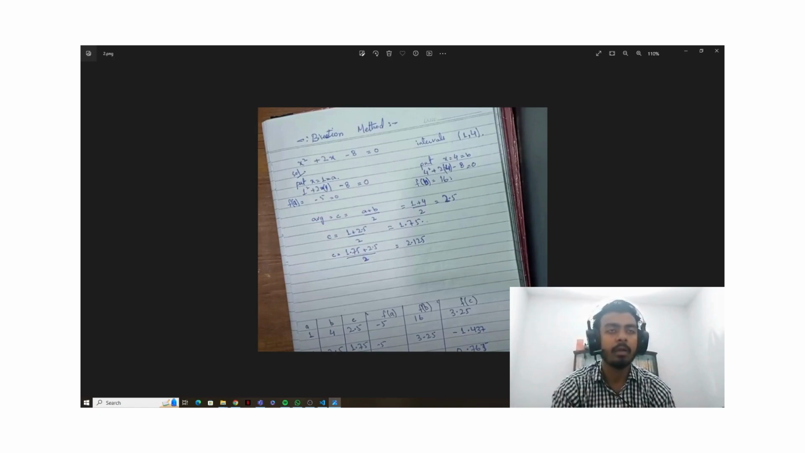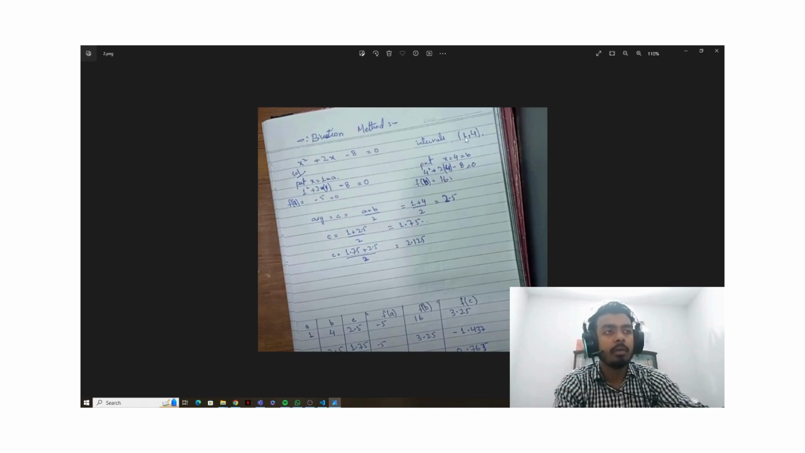So we have the equation x square plus 2x minus 8 equals 0. Our interval is 1 comma 4. We put 1 in the equation and got f of a equal to minus 5, and then we put 4 in the same equation and got f of b equal to 16.